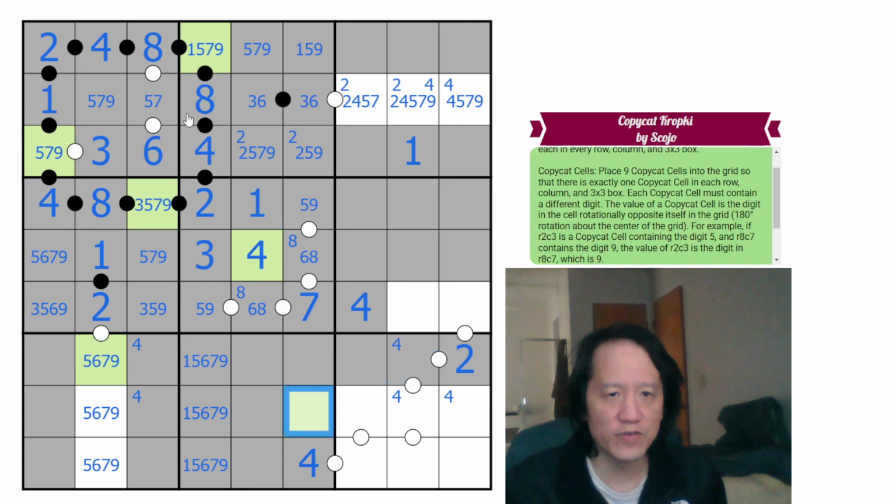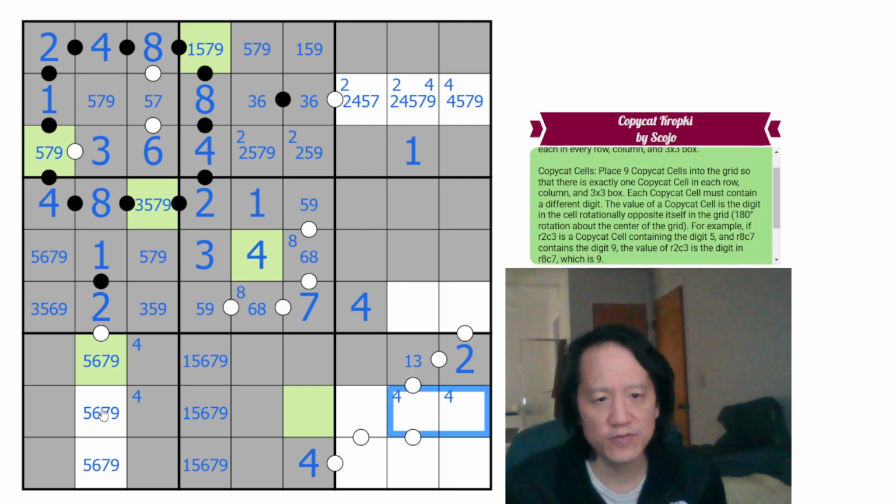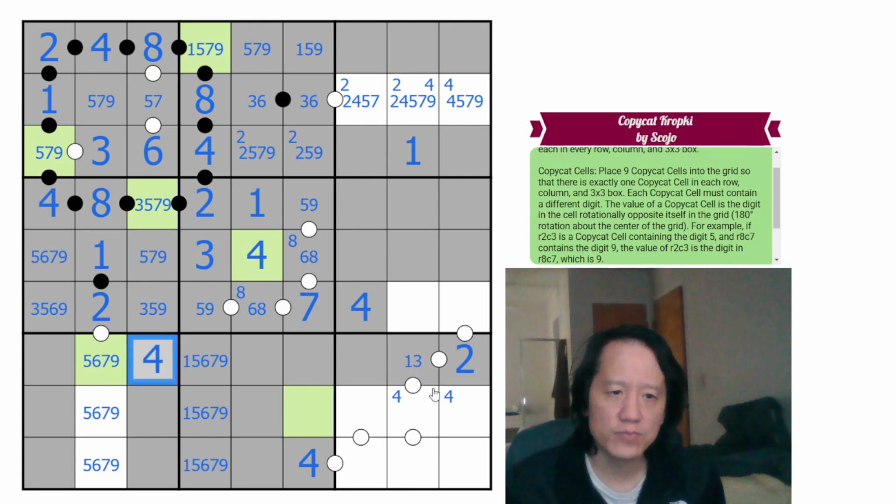So this has a value of 8, but we're not sure what it is. So this must be 1 or 3 in value. So this cannot be 4. Since that can't be 4, one of these two has to be 4. So this can't be a 4, therefore this must be a 4. The 1 has to be one of these two, so this must be 1.